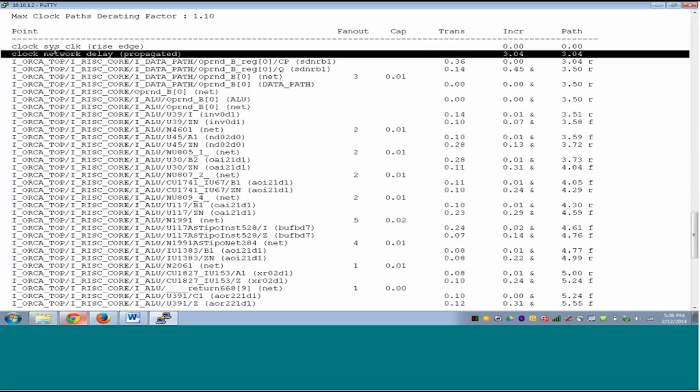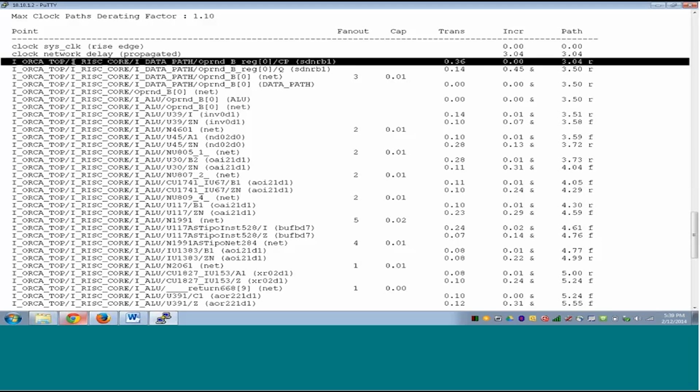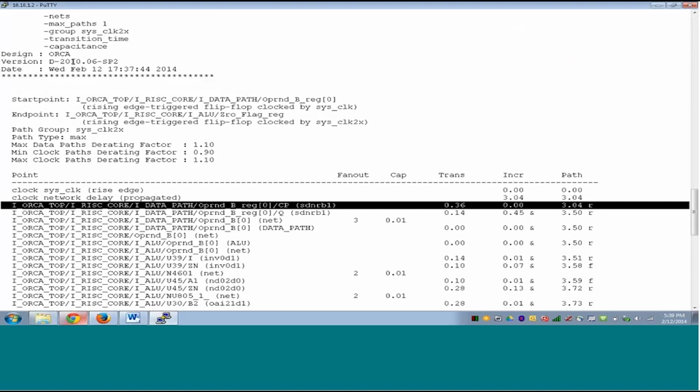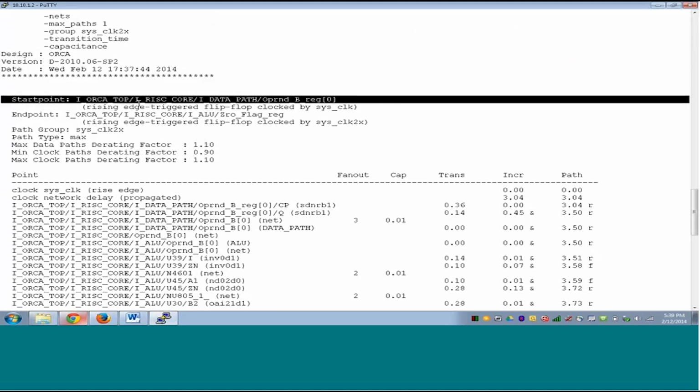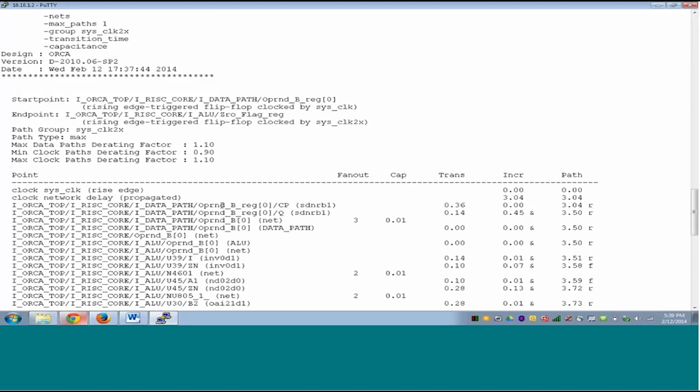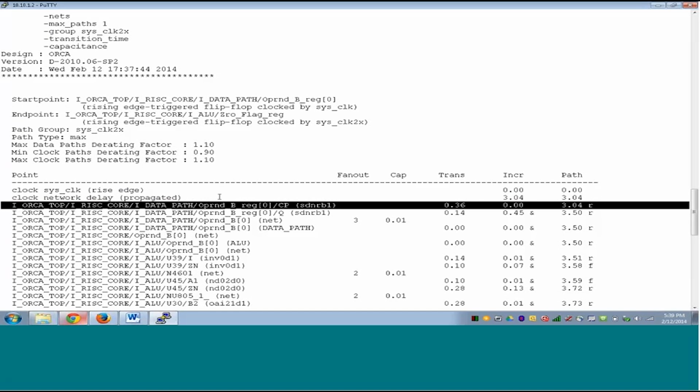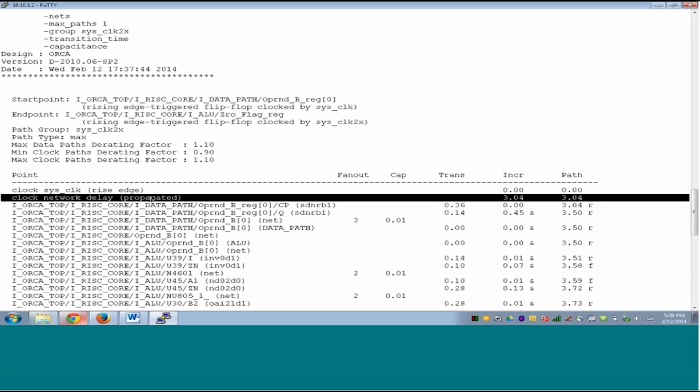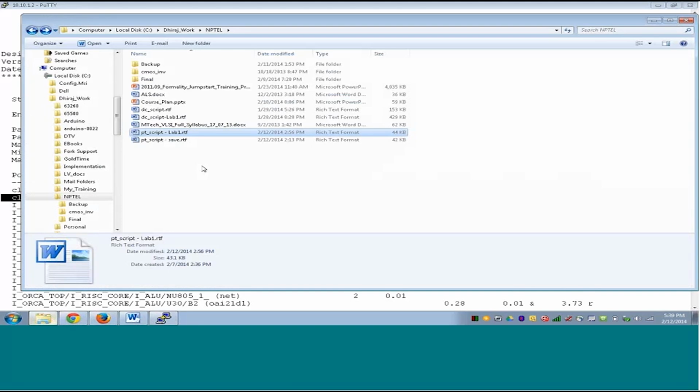Now, clock network delay propagated. This is very important here. We still see that the path is starting from the clock pin of the launch clock. Here the launch clock is rising edge triggered. This is the launch clock, operand B reg, and the path is starting from this. What about the launch clock path? The launch clock path is compressed here. It is represented by a single statement, clock network delay propagated. Let me open a PPT here just to show.